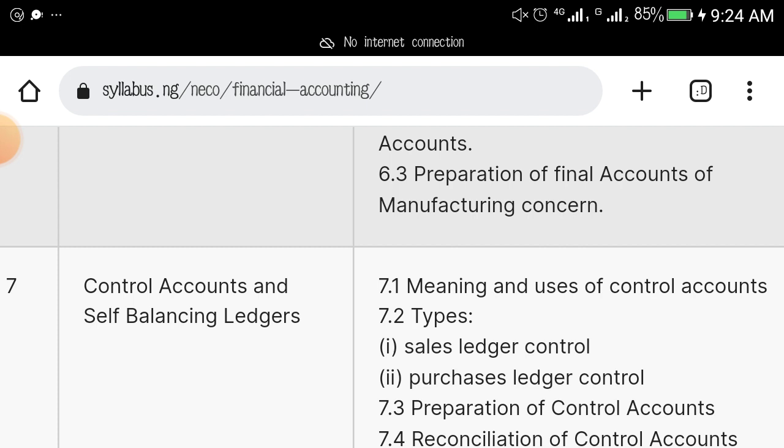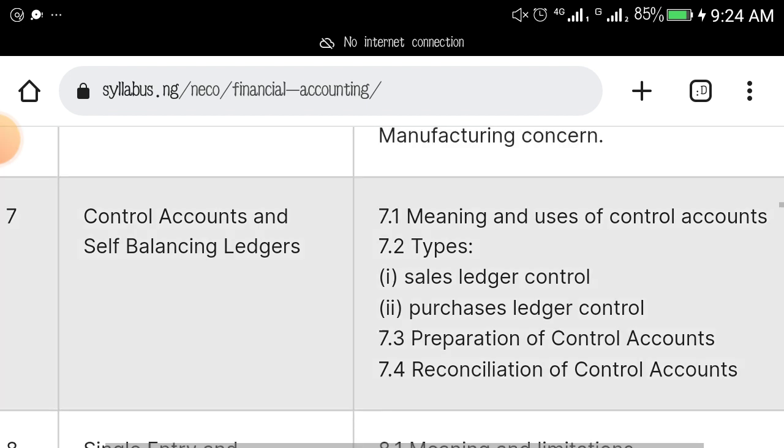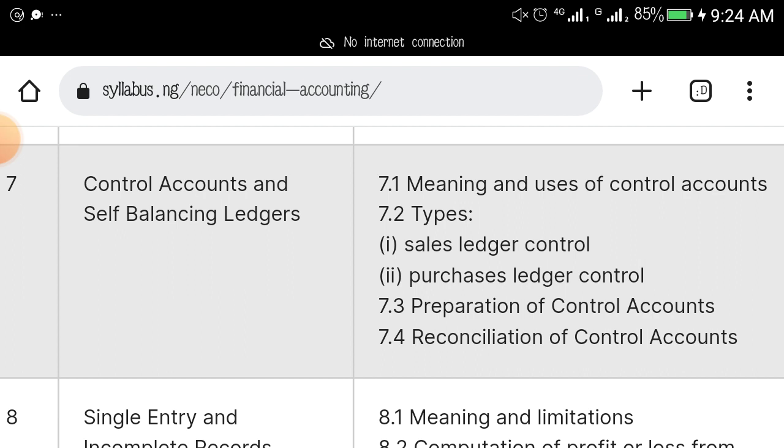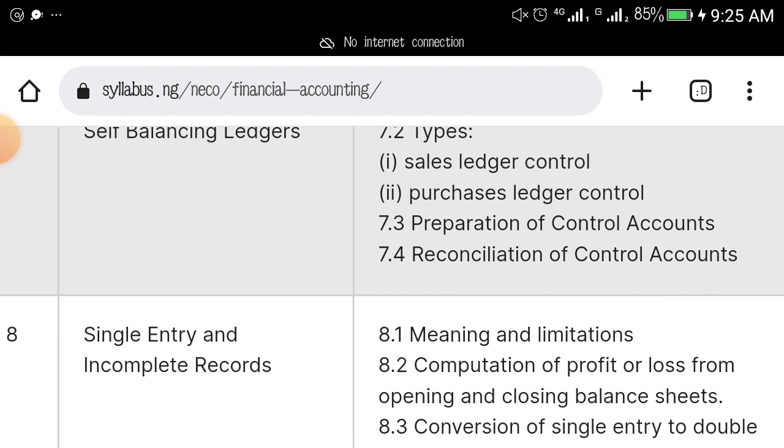Also, order of your subject. The 7th topic is control account and self-balancing ledgers. Meaning and uses of control account, types, sales ledger control, purchases ledger control, preparation of control account, reconciliation of control account. If there is anything I say you don't understand, also feel free to let me know.